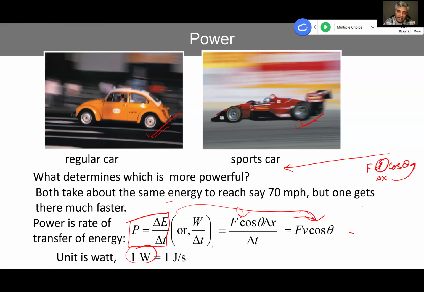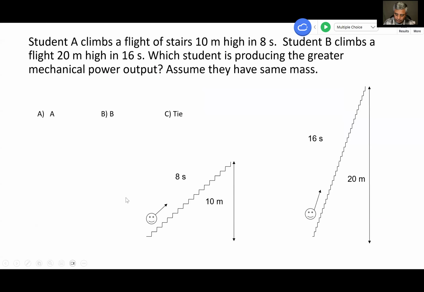So now I have a question for you related to power. And you have 2 minutes to answer this question.